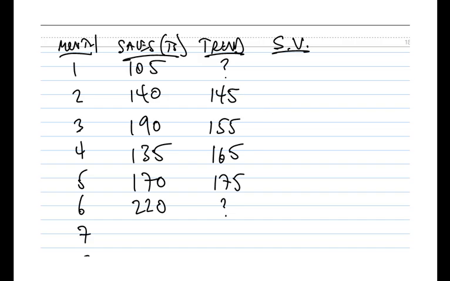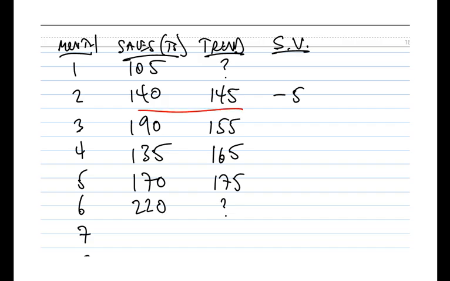The seasonal variation is just comparing the time series figures we achieved back to that trend. If you look at month 2, the time series of 140 was a little bit below the trend. That's telling me that month 2 isn't a great month. In fact, it was 5 below the trend, so it gives me a seasonal variation of -5.